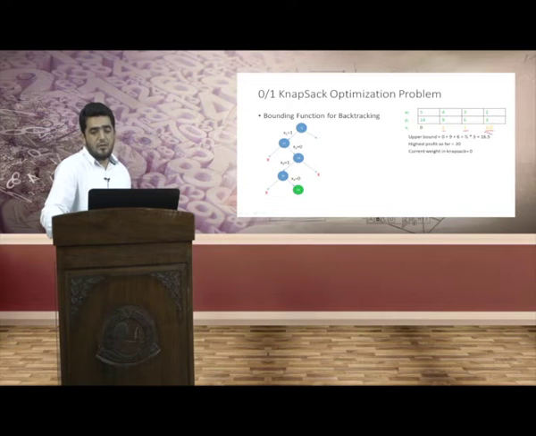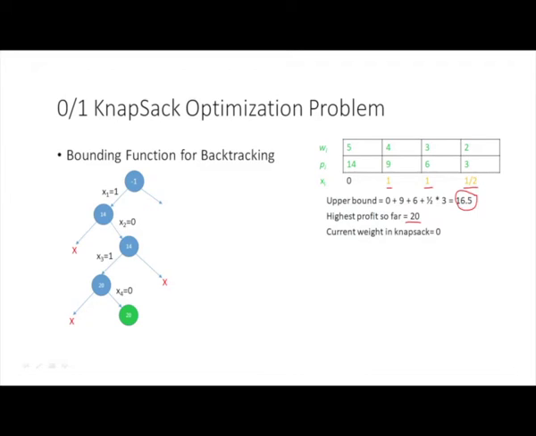And the best profit that we can obtain if we expand this node is 16.5. So that is the upper bound for following this particular path here. Again, this value is way less than the highest profit that we have obtained so far. So again, following this path would be fruitless. So we'll simply discard this node as well.